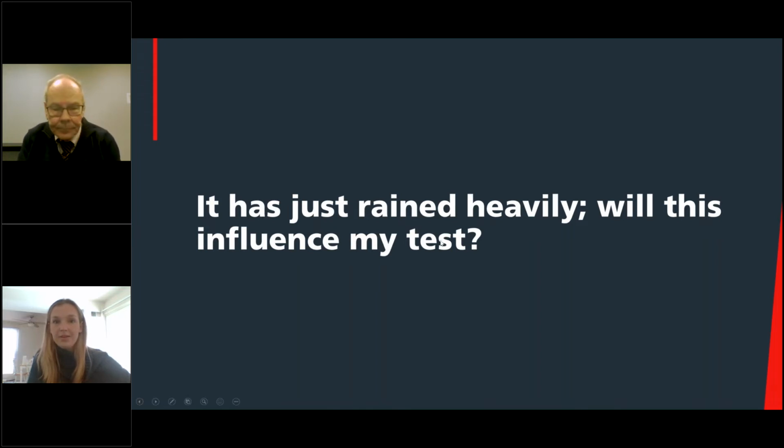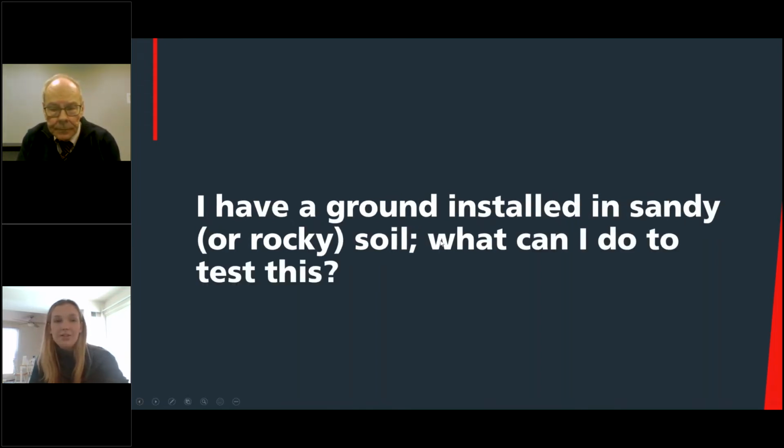Okay, and the last question is, I have a ground installed in sandy or rocky soil. What can I do to test this? Well, that comes up all the time, and the testing itself isn't particularly different. You're still going to do fall of potential, or use some other method, if you want to do slope method or whatever.